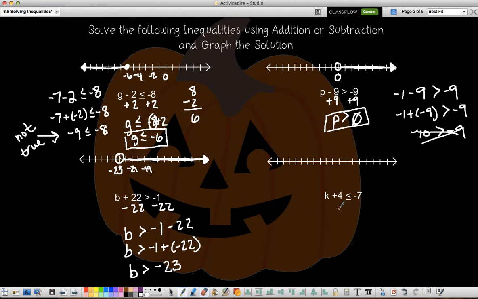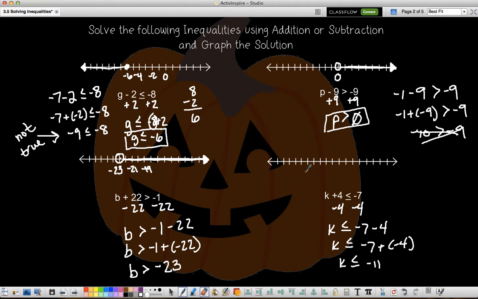Here I have plus 4, so I'm going to subtract 4 from both sides. I have k is less than or equal to -7 minus 4. So k is less than or equal to -7 plus a -4. Since they're both negatives, I can just add. So I have k is less than or equal to -11.